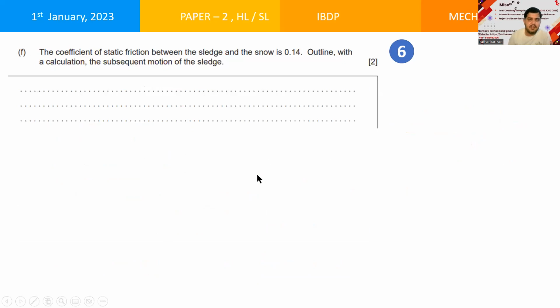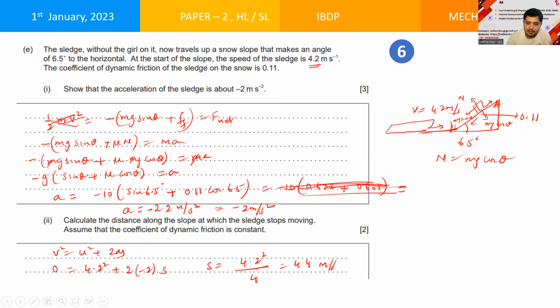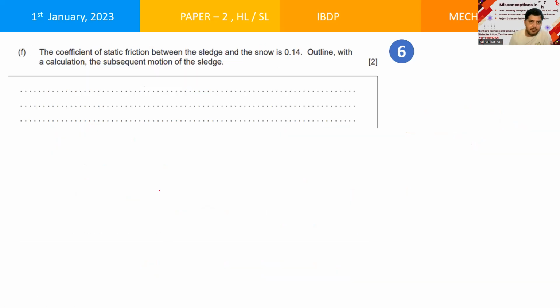Now let me move on to the next question. The coefficient of static friction between the sledge and the snow is 0.14. What was the earlier value? 0.11. Now you are increasing it to 0.14. Outline with a calculation, 2 marks, the subsequent motion of the sledge. What will happen to the sledge?